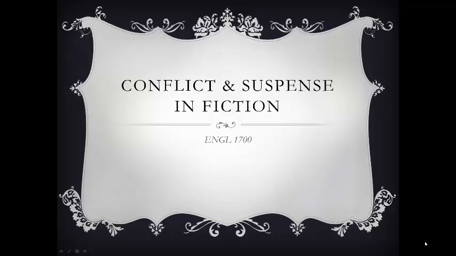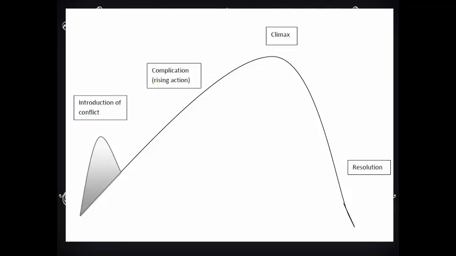Hi everybody. Today we're going to talk about conflict and suspense in fiction or your short story. And this is just a basic outline. The exercise works best if you already have a character created and if that character already has a weakness or flaw. So what you see in front of you is just a basic narrative arc, sometimes called a Freytag pyramid.